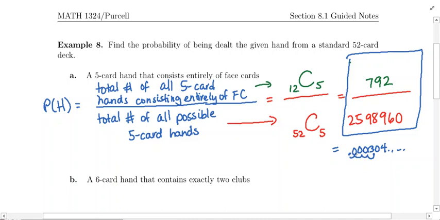So this is 0.0003, and then it keeps going. So it is not very likely to be dealt a hand like this. All right, let's take a look at the next one.